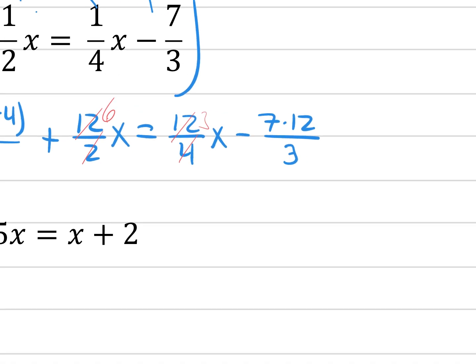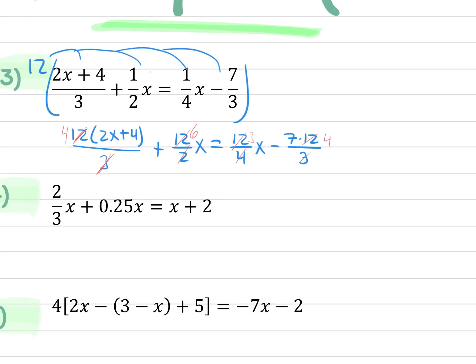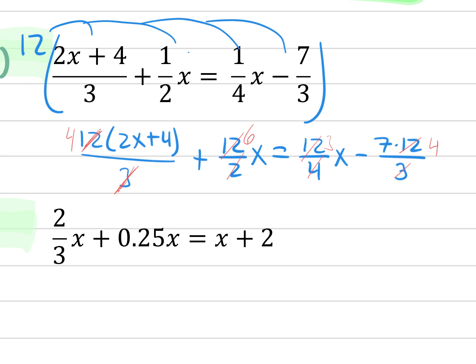And then 7 times 12 divided by 3: I'm just going to do 12 divided by 3, which gives you 4. So replace it with the 4. You could have also done 7 times 12, 84, then 84 divided by 3 and done it that way, but I just wanted to make it a little bit easier. I think this is easier to compute than 84 divided by 3. Now that we have this, all of our denominators are gone. We canceled all of them out.